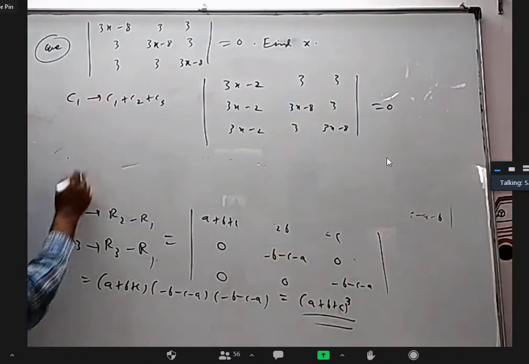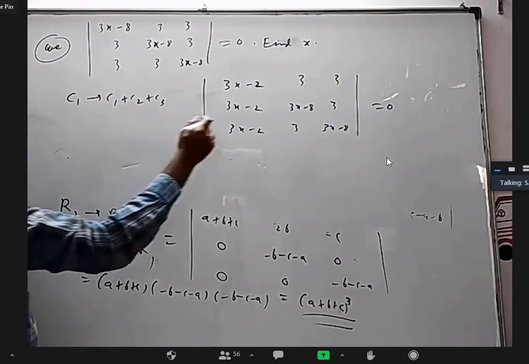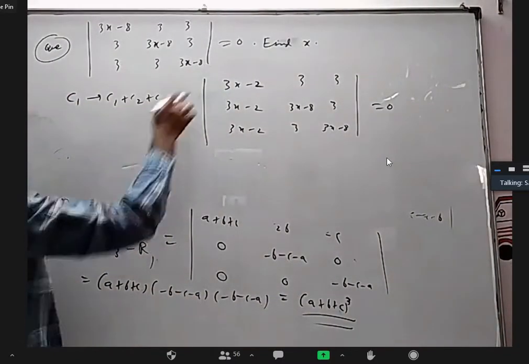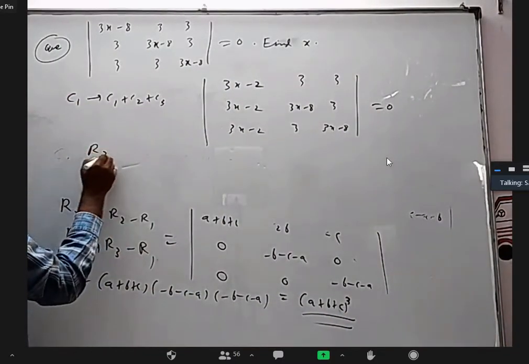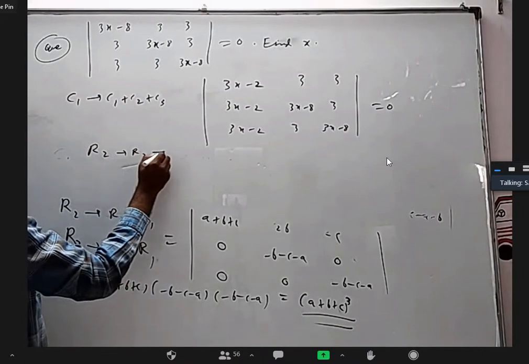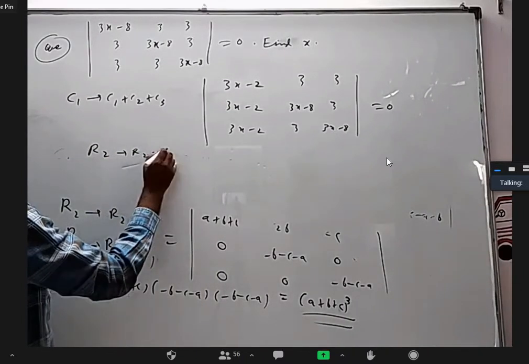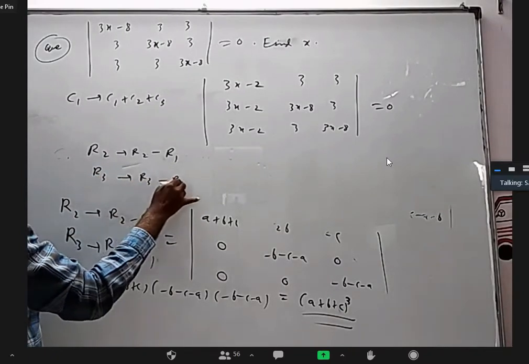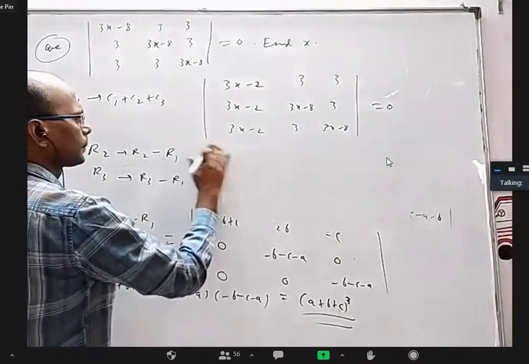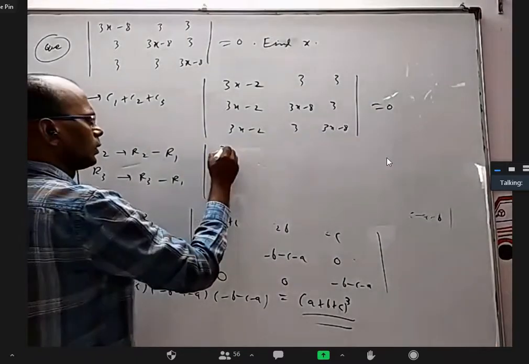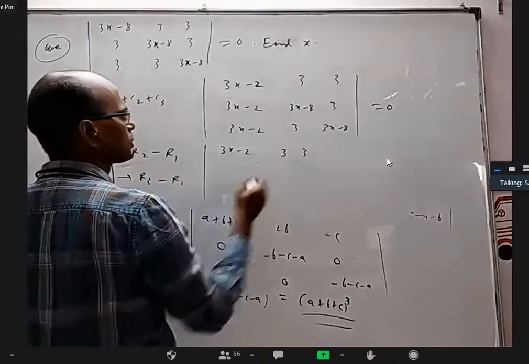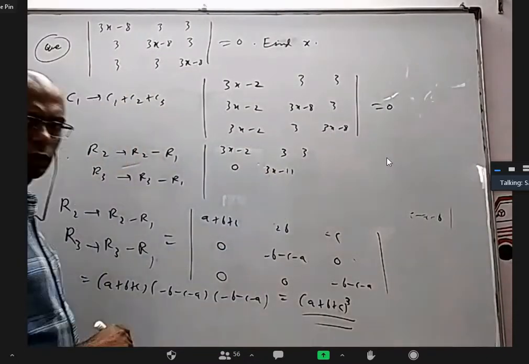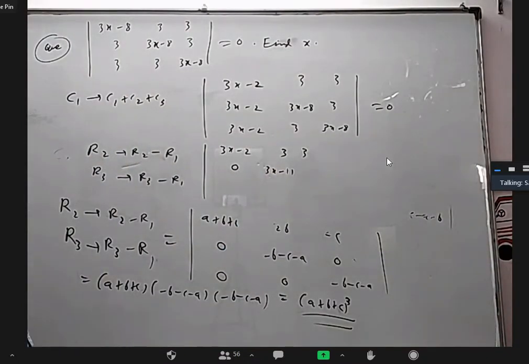Next, basically you add all the rows or columns and then try to subtract other rows from one row to get zeros. I can take common and get 1 1 1 also, but from the second row if I remove the first row, and from the third row if I remove the first row, I'll get 3x minus 2, 3, 3, here 0, here 3x minus 11. Where did you get that 24 by 9, 8 by 3?